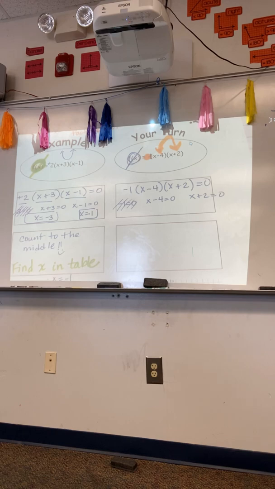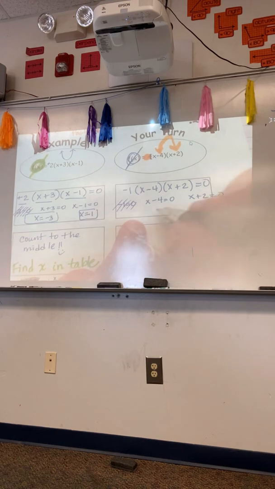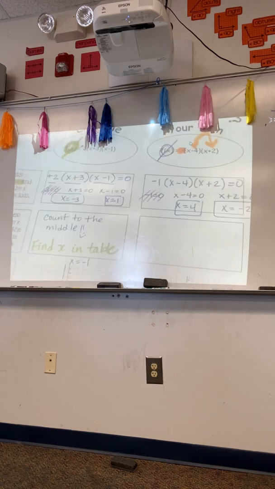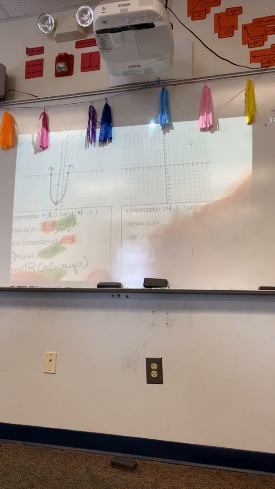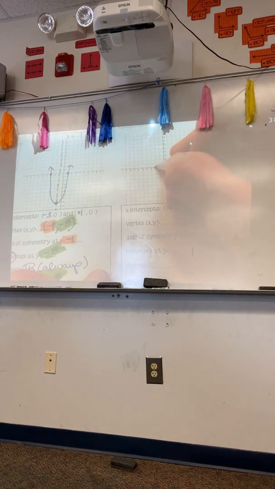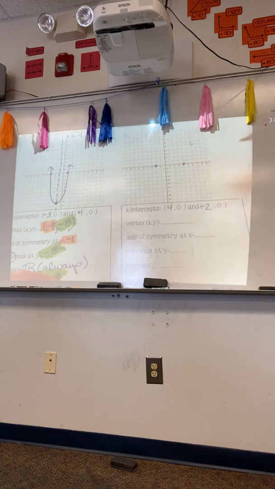All right, solve for your x-intercepts. What are they? 4, -2. 4 and -2. All right, let's go back down to our graph here, and then we'll come back up. All right, so I want you to graph 4 and -2.